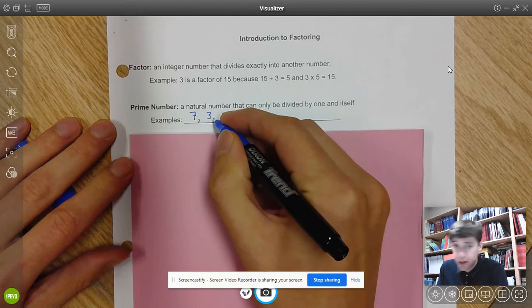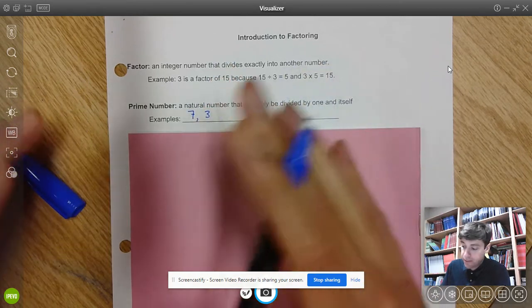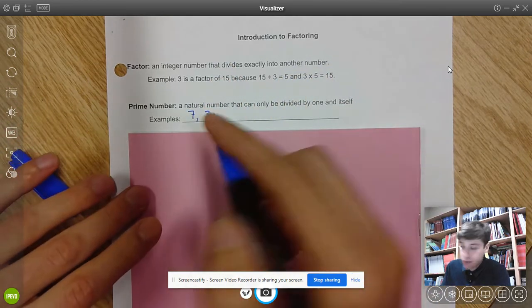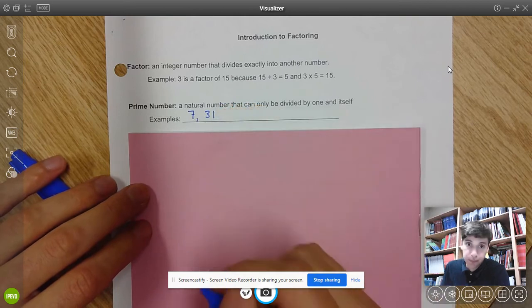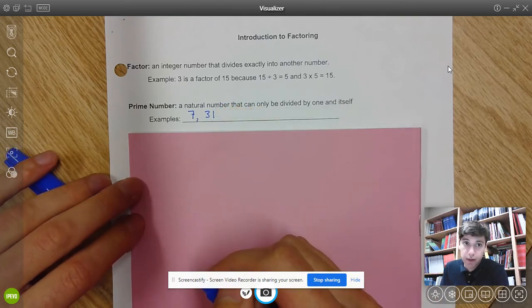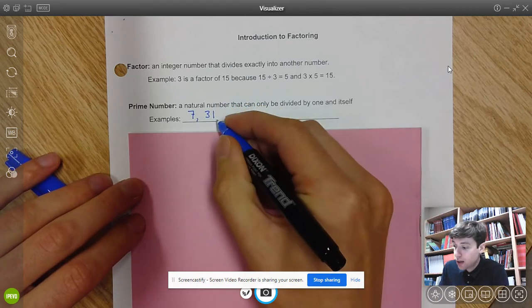There's actually an infinite number of primes. They get further and further apart. 3 is one, but I think I was going to write down 31. Can't divide 31 by anything except for 31 and itself.